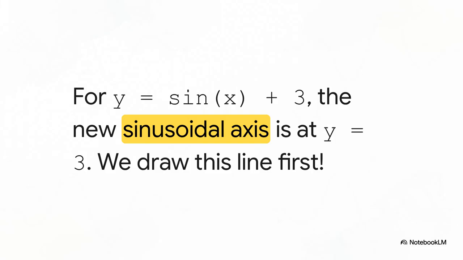Okay, now let's actually do the shift. Say we have the function y equals sine of x plus 3. Our d value is a positive 3. So, what's our mantra? Find the axis first. We're going to go straight to y equals 3 on our graph and just draw a new dashed line. That's our new home base.